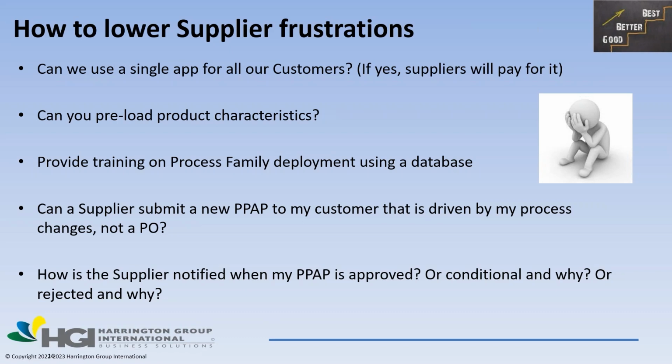And by the way, for a supplier, that's very important because a lot of times I can't ship until it's approved. Is it conditional? And if it is, why is it conditional? Or is it rejected, and why? And the why is probably the most important part. A lot of the tools will say accept, reject, and send, but it doesn't tell them why.